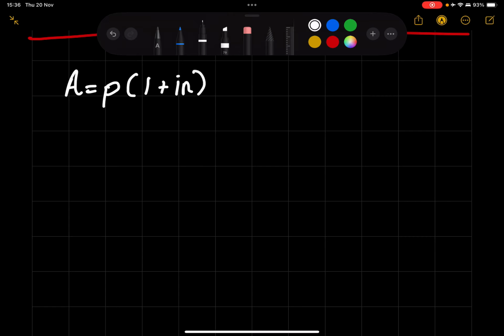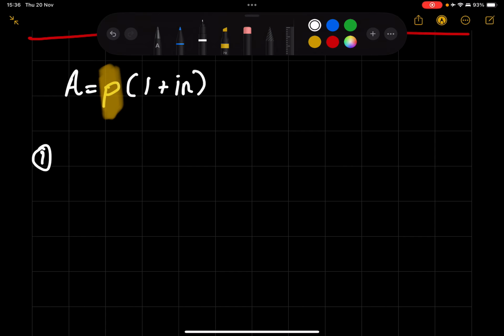We are going to make variables on this simple interest formula the subject of the formula. Number one, let's make P the subject of the formula. So I always highlight what I want to make the subject. So I want to make P the subject.